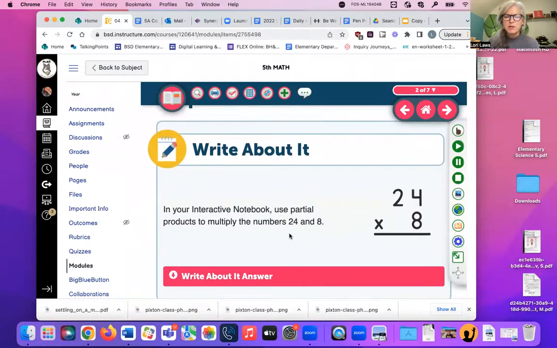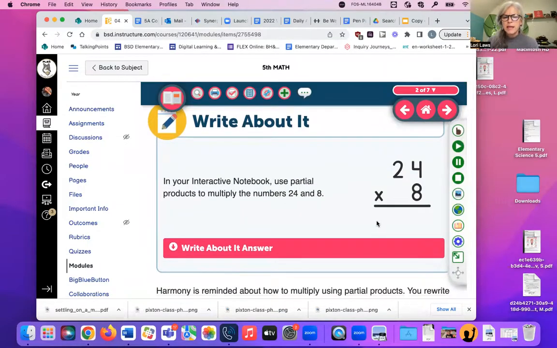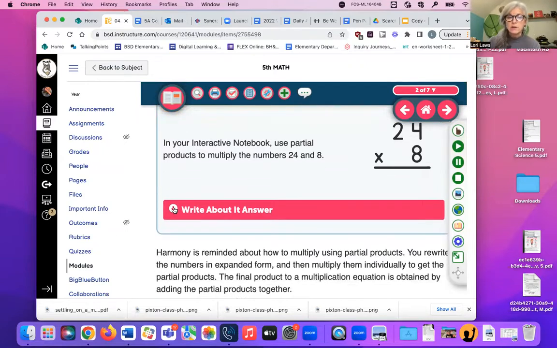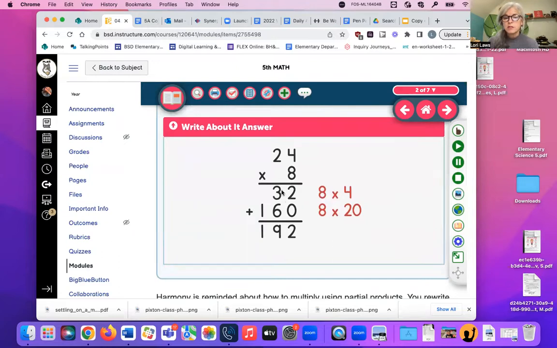In your interactive notebook, use partial products to multiply the numbers 24 and 8. Write about the answer. So basically they're saying, split it up, do 20 times 8, and then do 4 times 8, and then add it together. So that's what they did here. 8 times 4 is 32. 20 times 8 is 160, and it all adds up to 192.